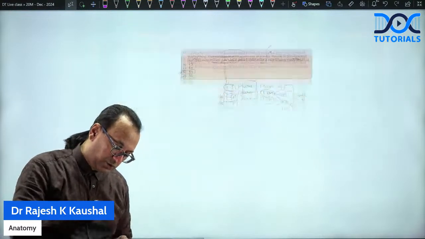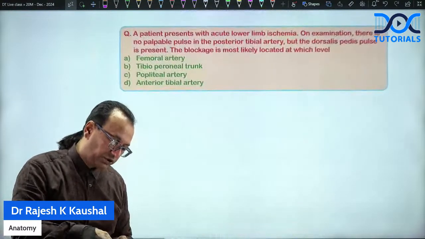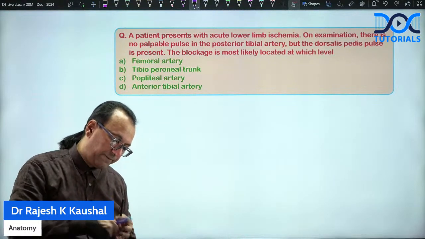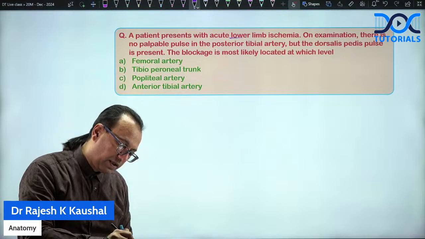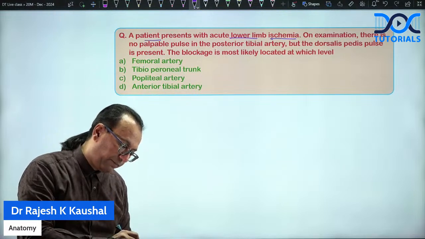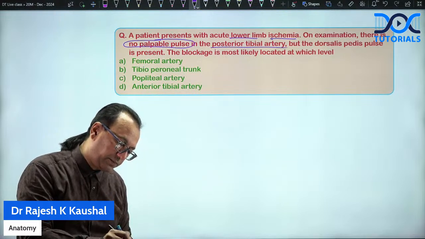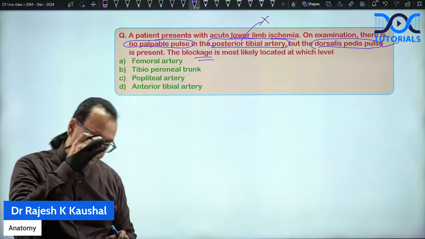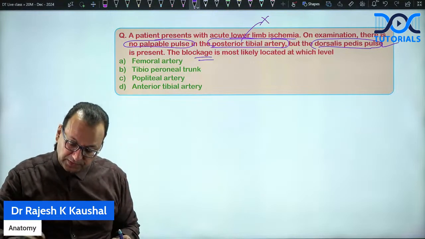And then as you proceed further, you can see this question. It is a patient who is having acute limb ischemia, lower limb, and on examination, no palpable pulse in the posterior tibial artery, but dorsalis pedis is working. Posterior tibial is not working. So where is the blockage? That is what the question is asking.